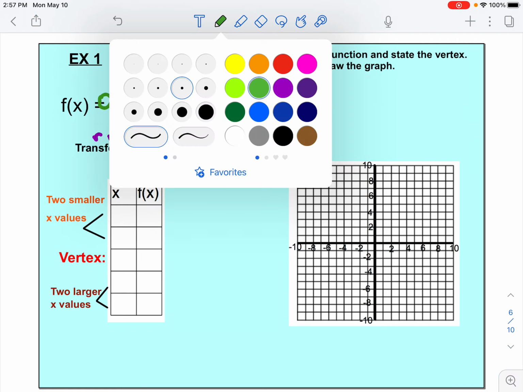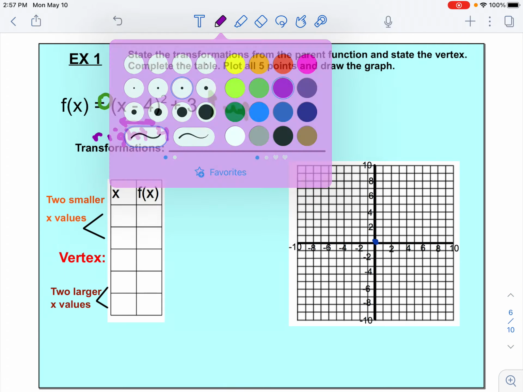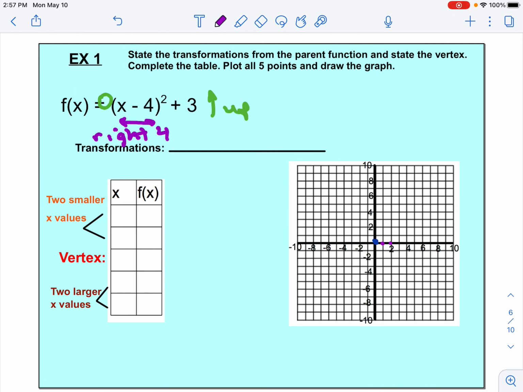So where would my vertex be if my original vertex is at 0, 0, but now I am shifting to the right 4, 1, 2, 3, 4, and up 3, 1, 2, 3, here's my vertex. And remember, the vertex is always the opposite of h, so that would be 4, and k stays the same. So you can see my vertex is 4, 3.